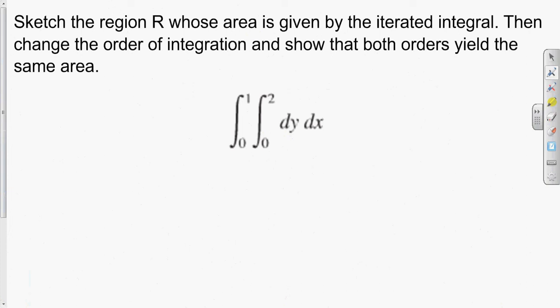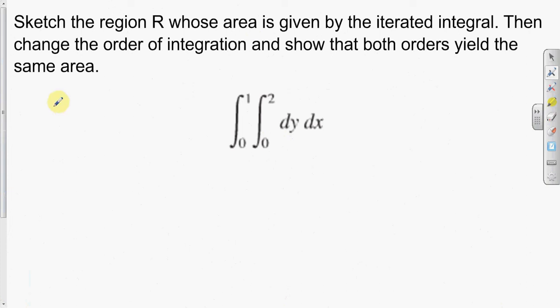consider the idea that if you sketch the region R, they give you this double integral. They want you to basically, from the double integral, look at the region. What is x bounded by? What is y bounded by? Then change the order of integration and show that both orders yield the same area. So look at vertically simple, then look at horizontally simple. Calculate both. You should get the same thing.